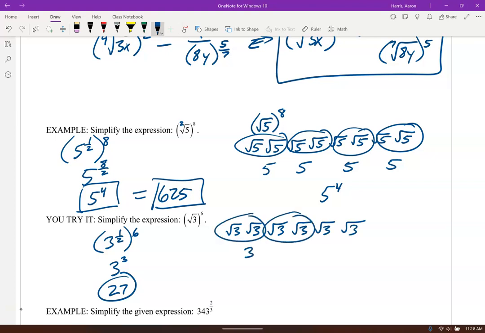Square root of 9, square root of 9, square root of 9, 3 to the 3rd. It's 27. Either way you want to look at that.